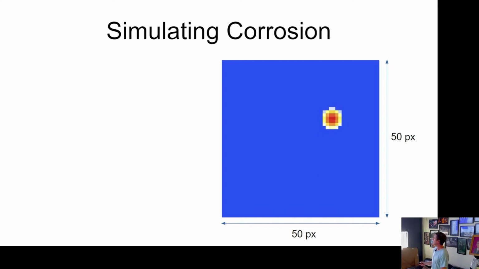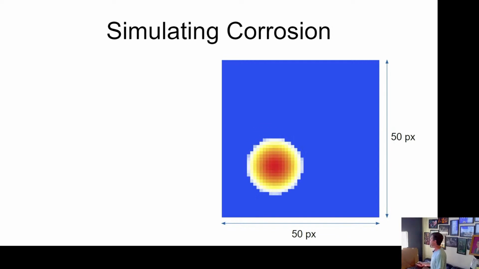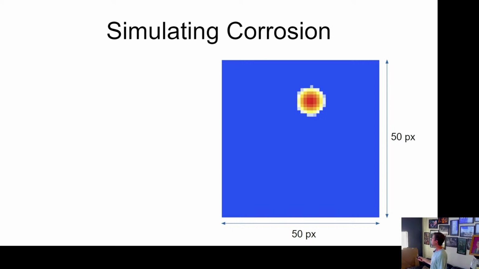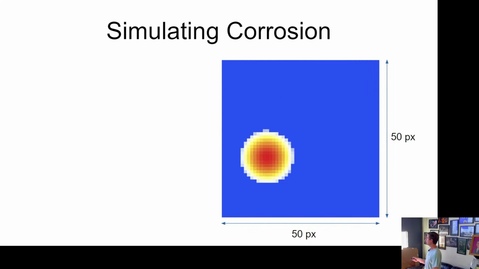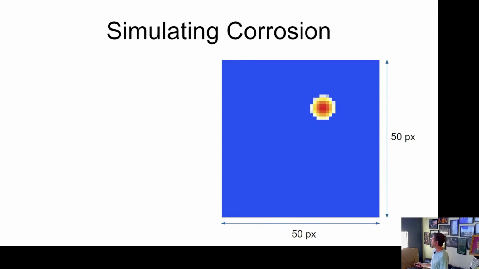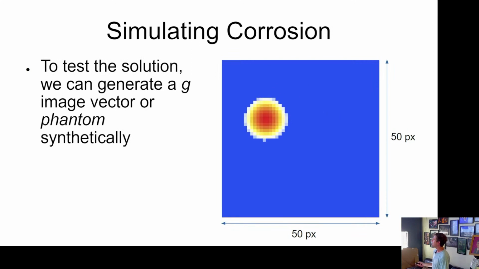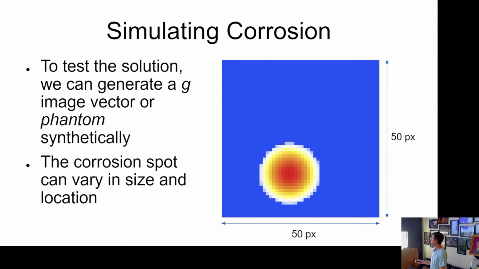So we need to simulate some kind of corrosion in order to test this matrix. This is just an image, a collection of pixels representing values from 0 to 1, with 1 here being the center of the dot, and then it gradually fades out to the background. This simulates a spot of corrosion on any part of the imaging area. This is called a phantom. And like I said, it can vary in size and location.